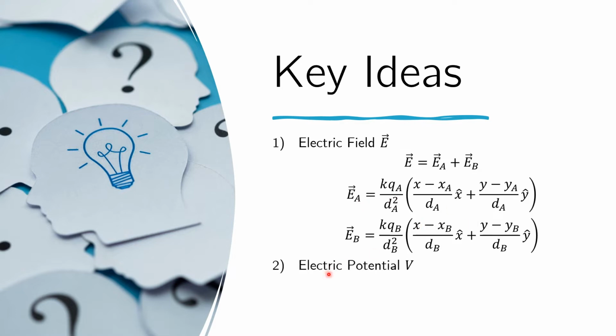Then for the electric potential, we recall that just like the electric fields, the electric potential is also just the sum of all the electric potentials due to each charge. For example, this is the electric potential due to charge A, and this is the electric potential due to charge B. So it's just kQ over d. Of course, here we have a square, while here we only have the first degree in d. That has something to do with the integration, but we will not discuss it here.